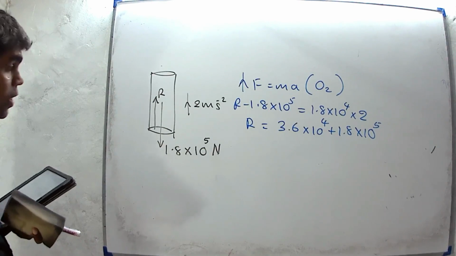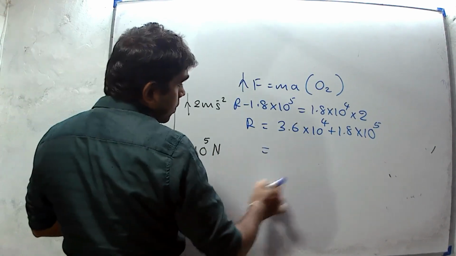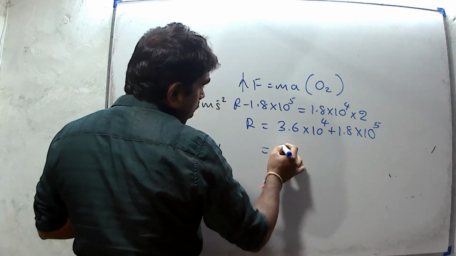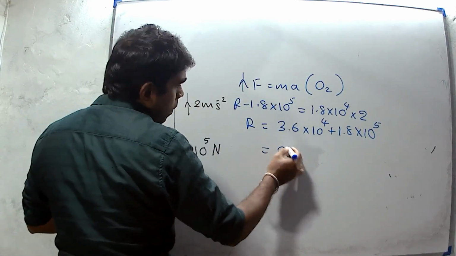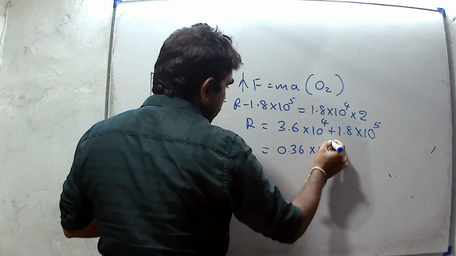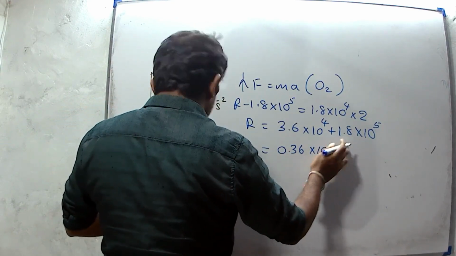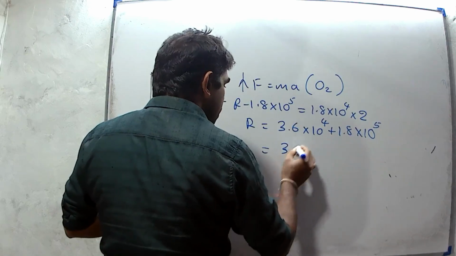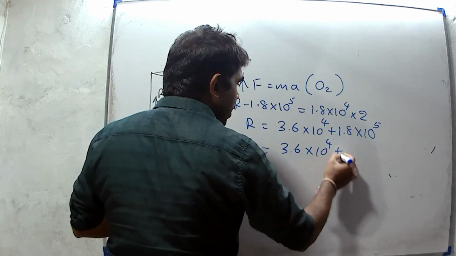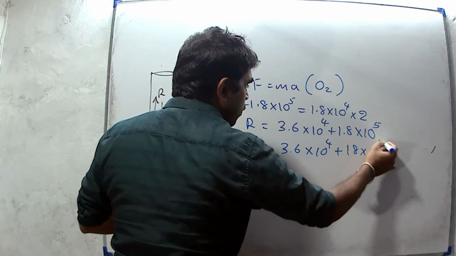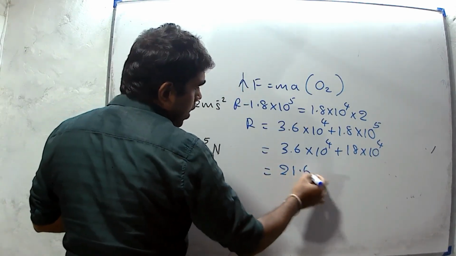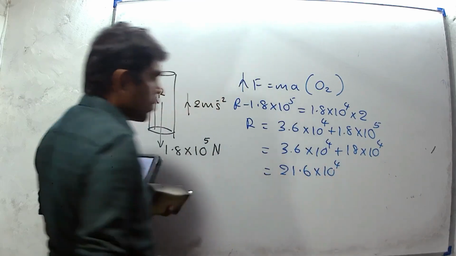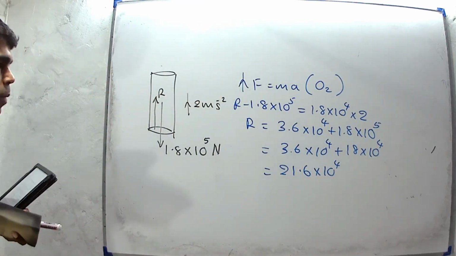We have to find the pressure. So I will change this one. 3.6 into 10 to the power 4 plus 18 into 10 to the power 4, that is 21.6 into 10 to the power 4. It is the force on the bottom.